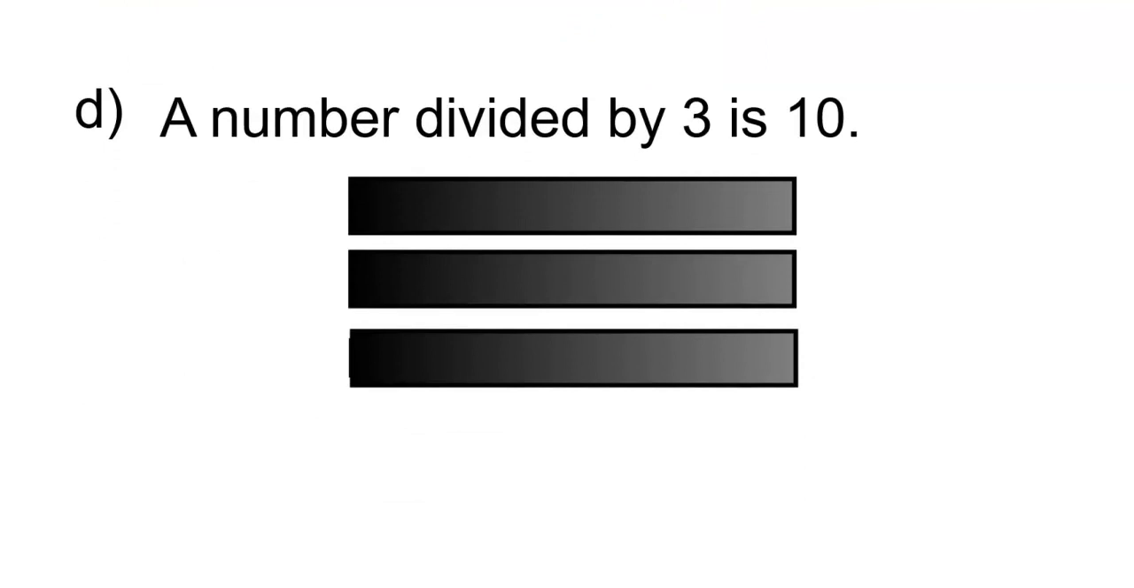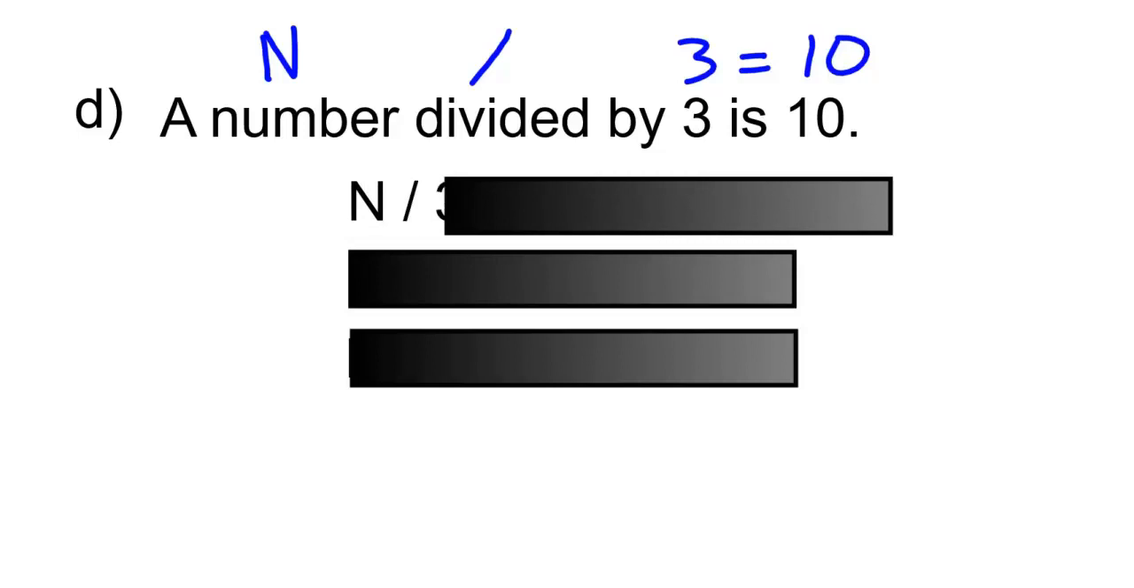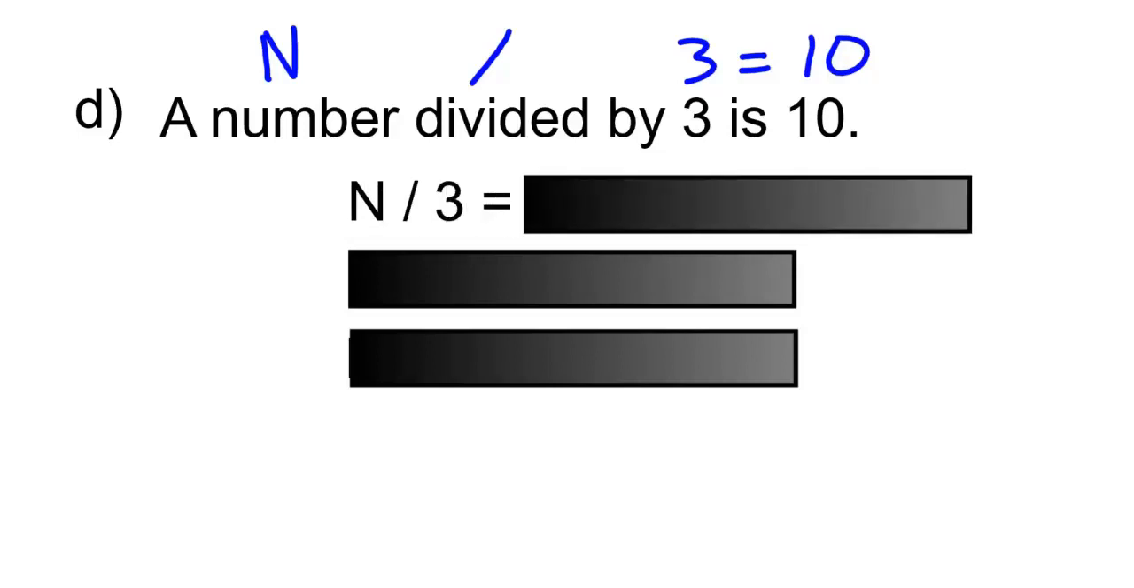And in the final question, a number divided by 3 is 10. The number is the variable. Divided by 3 equals 10. So n divided by 3 equals 10.